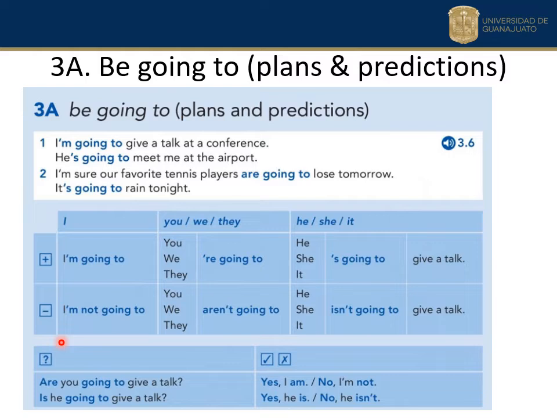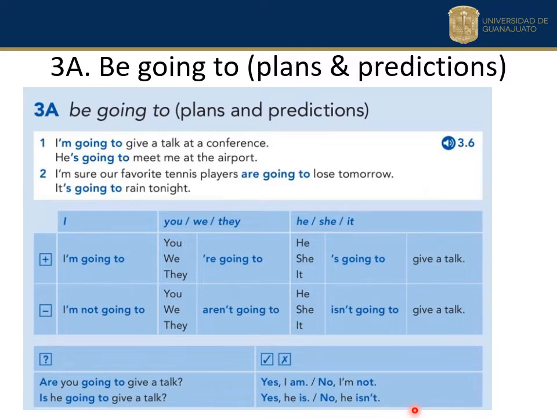Here are the examples with the questions. Are you going to give a talk? Aquí ya cambia el verbo, ¿ok? El verbo principal es give. Y la pregunta dice, ¿vas a dar una plática? Aquí talk ya no está como verbo, está como sustantivo. Y se refiere a una plática. Is he going to give a talk? ¿Él va a dar una plática? And the short answers, affirmative and negative. Yes, I am. No, I'm not. Yes, he is. And no, he isn't.